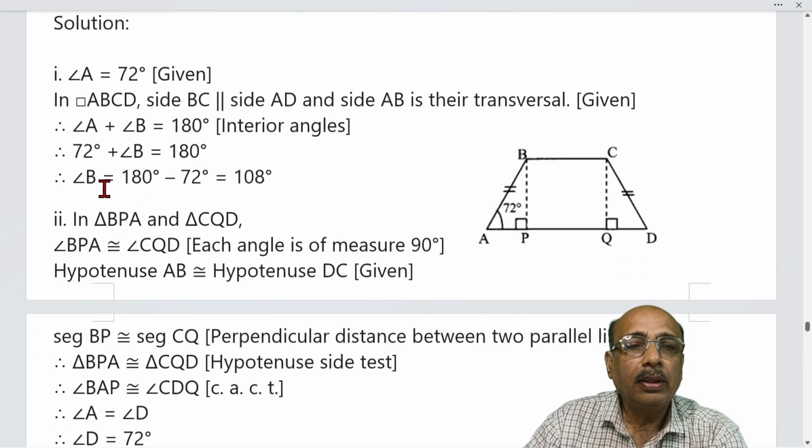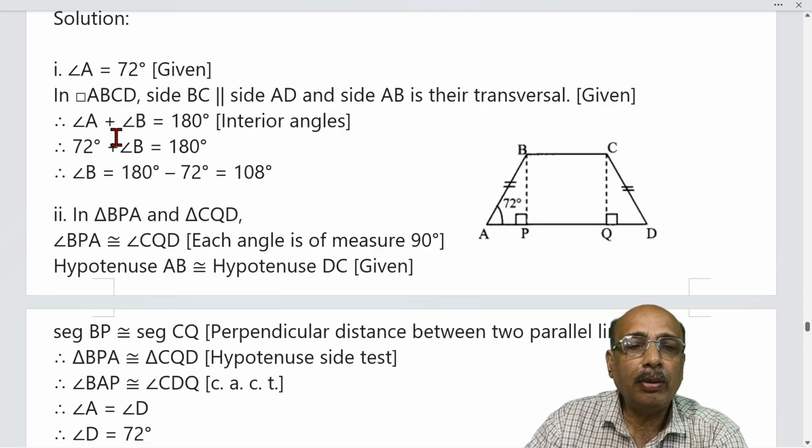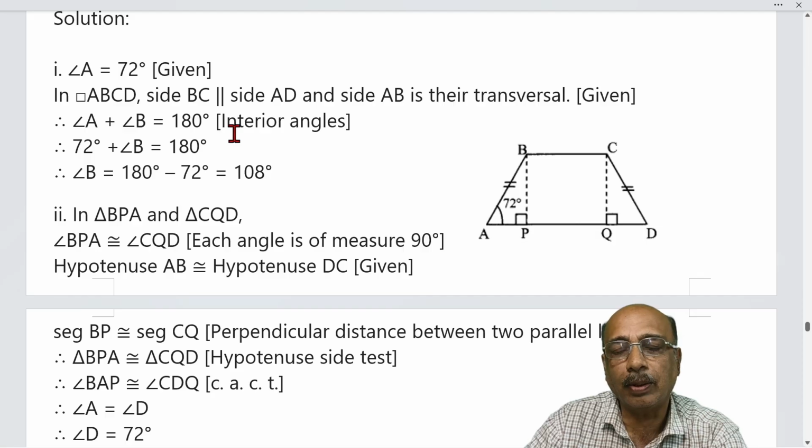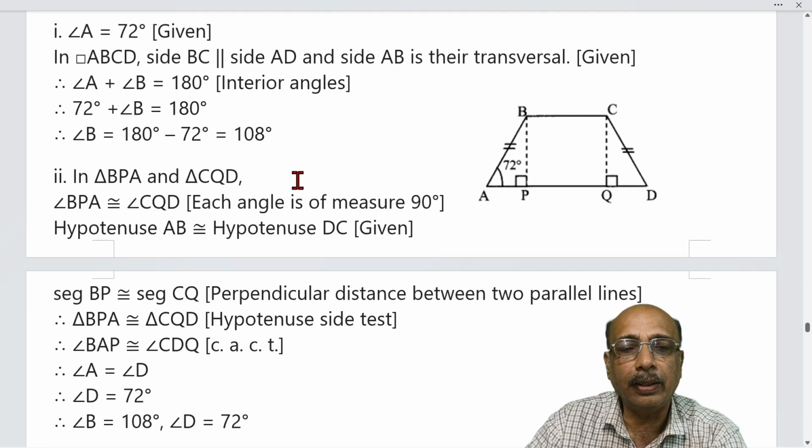Solution: angle A equals 72 degrees, given. In quadrilateral ABCD, side BC is parallel to AD and side AB is the transversal, given. Therefore, angle A and angle B form interior angles. As BC and AD are parallel, AB is the transversal. So, angle A and angle B form interior angles and they are supplementary. Therefore, angle B equals 180 degrees minus 72 degrees equals 108 degrees.